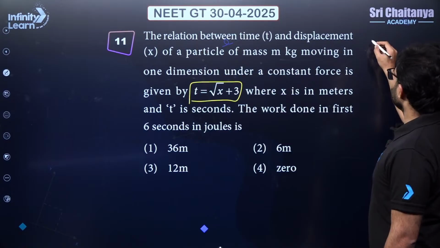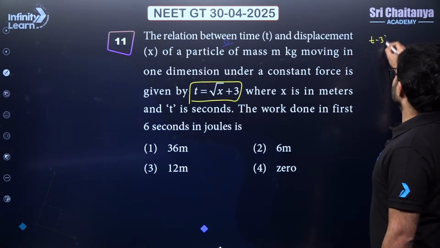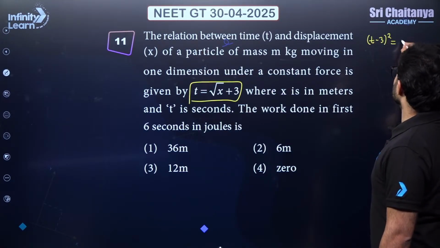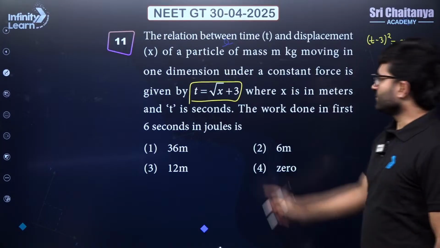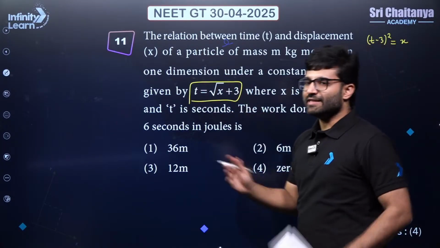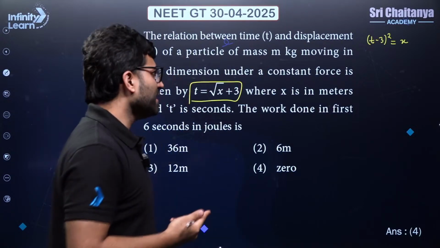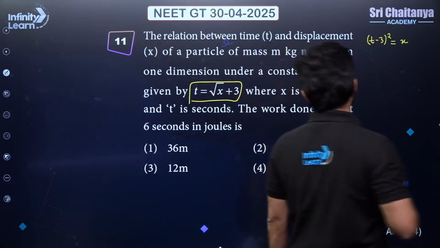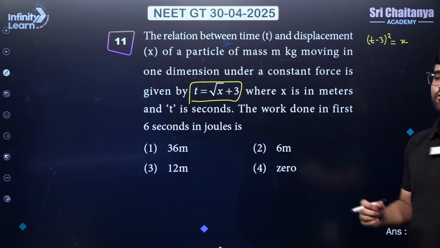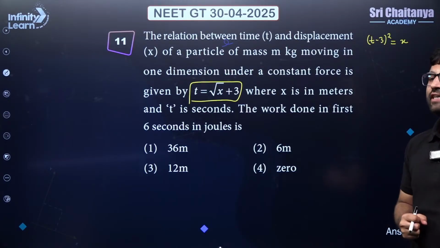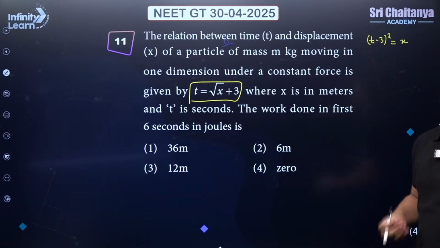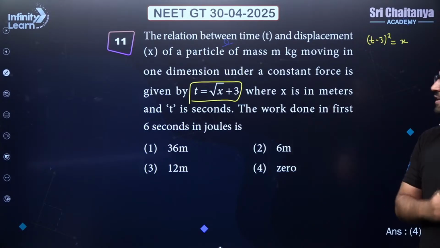So from here I can write this also: T minus 3 whole square is equal to x. You can take this 3 here and then square both sides and get a relation between x and t. Why am I writing this relation? Because I want to calculate the velocity first. Whenever such equations are given, you have to understand what is happening in the motion, right? For that you need different parameters like displacement, velocity, acceleration, right?